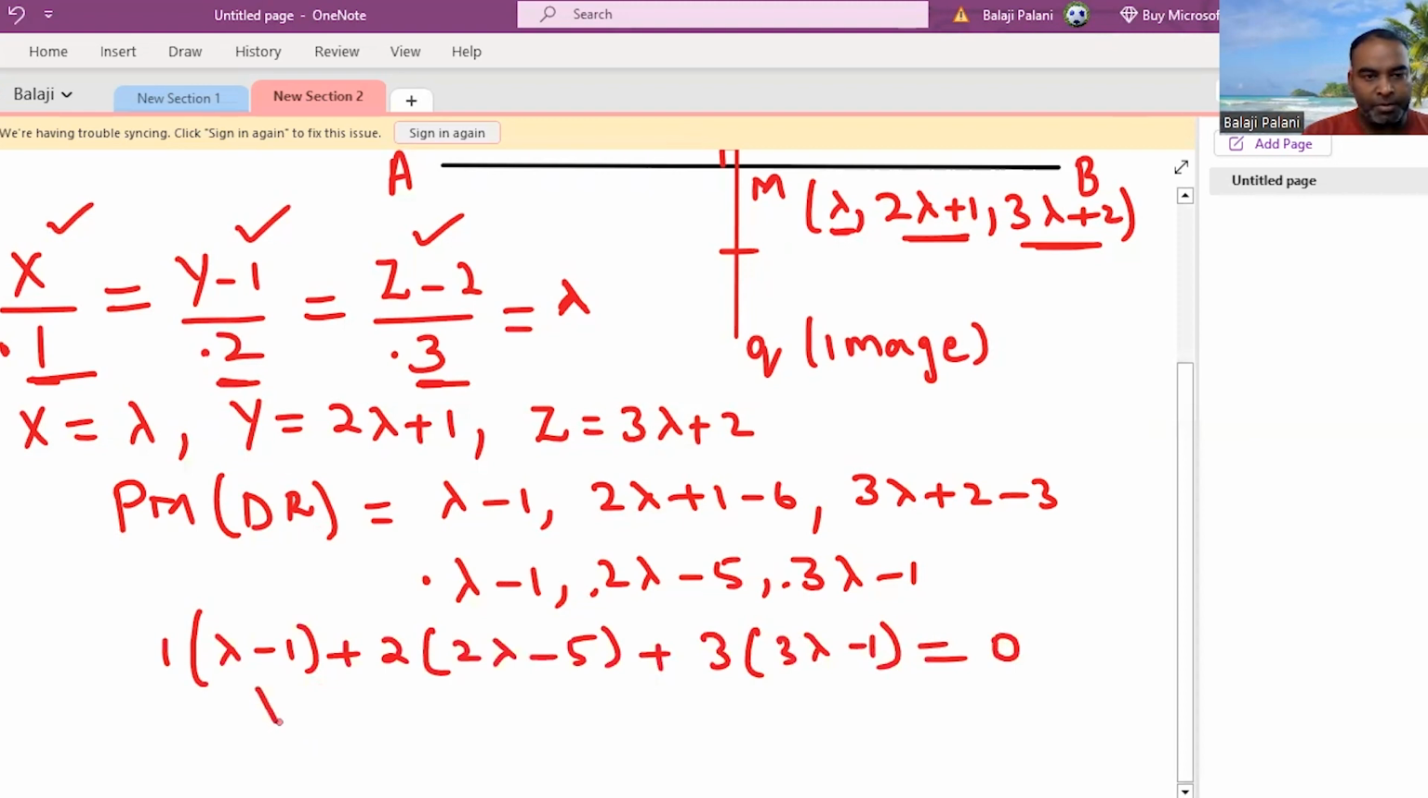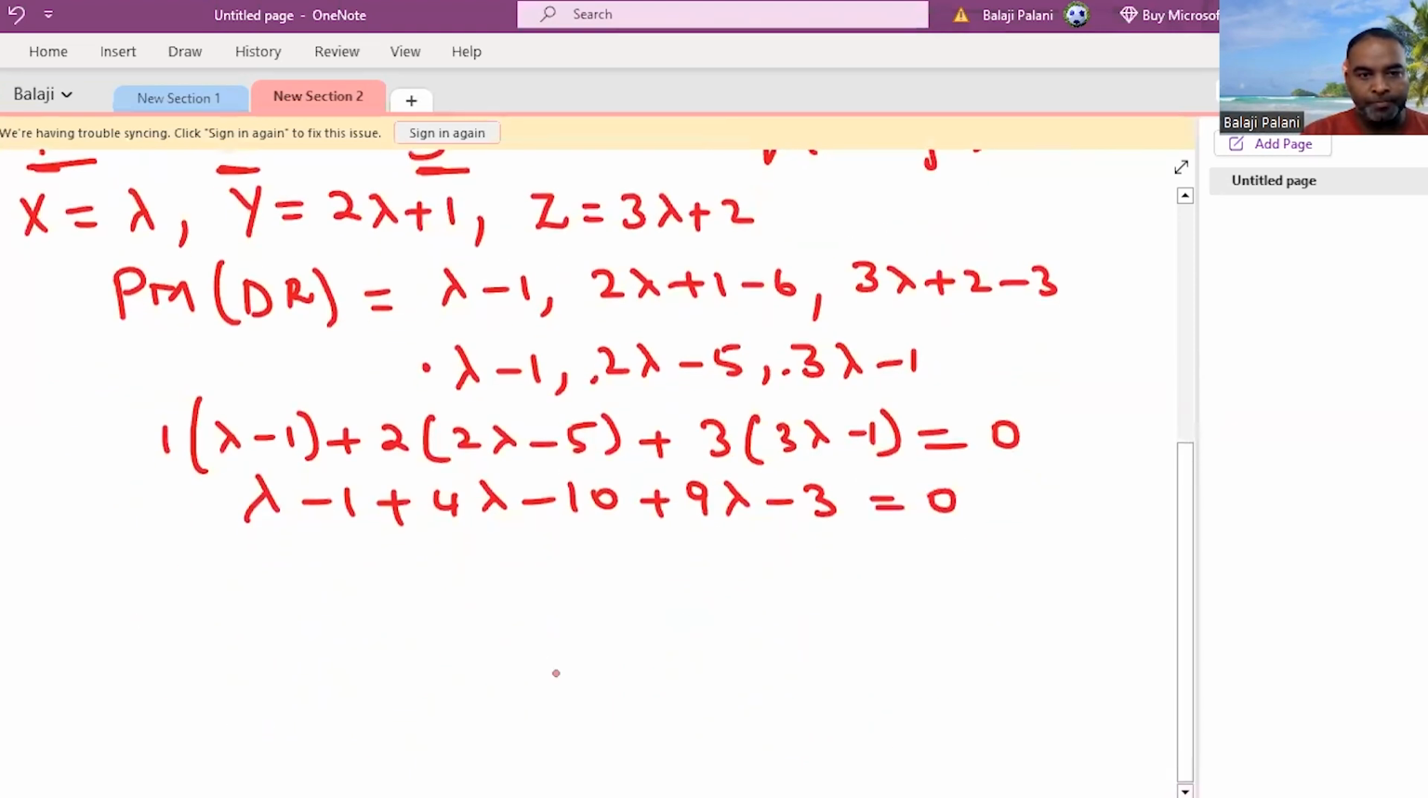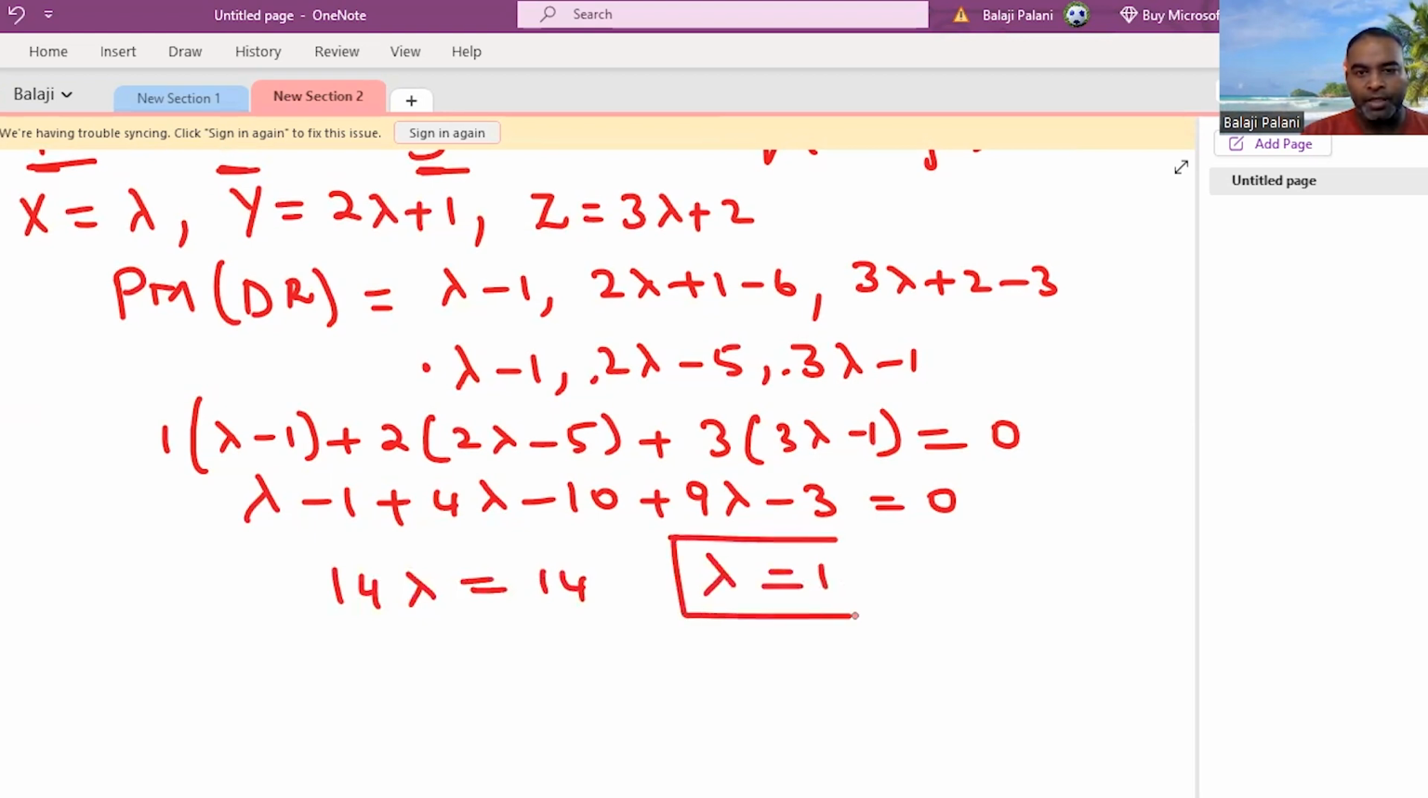Now let's find lambda from this. Lambda minus 1 plus 4 lambda minus 10 plus 9 lambda minus 3 is equal to 0. On solving this, you get 14 lambda is equal to 14, which implies lambda is 1. In most cases, lambda is a whole number, though it can be some odd number also. You just have to verify that your calculation is right. So lambda is 1.